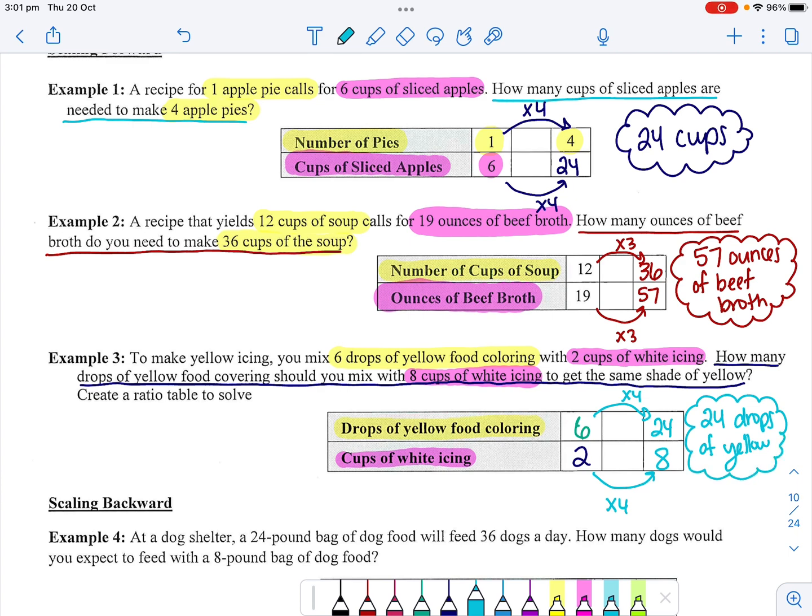Okay, this was scaling forward to solve a ratio problem using a ratio table. So we were multiplying. These values were getting larger. We were creating more batches, more pies, more cups of soup. Okay, so things were getting larger. We were multiplying. We were scaling forward.